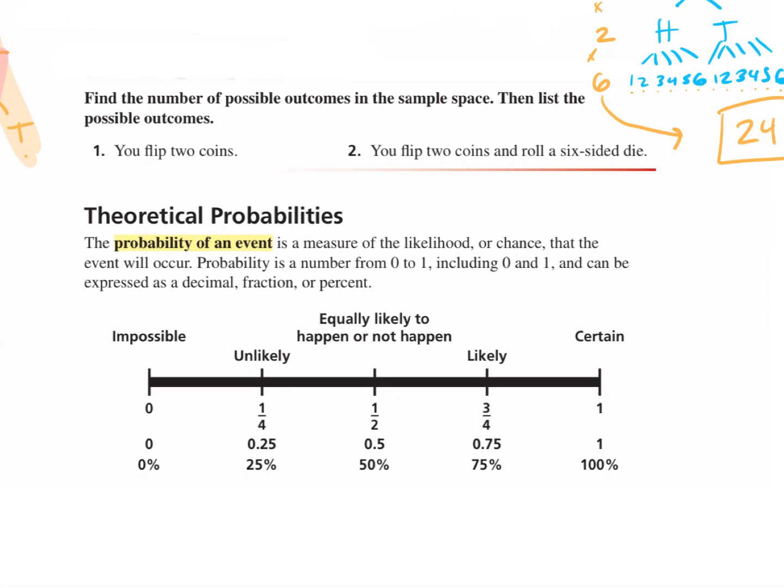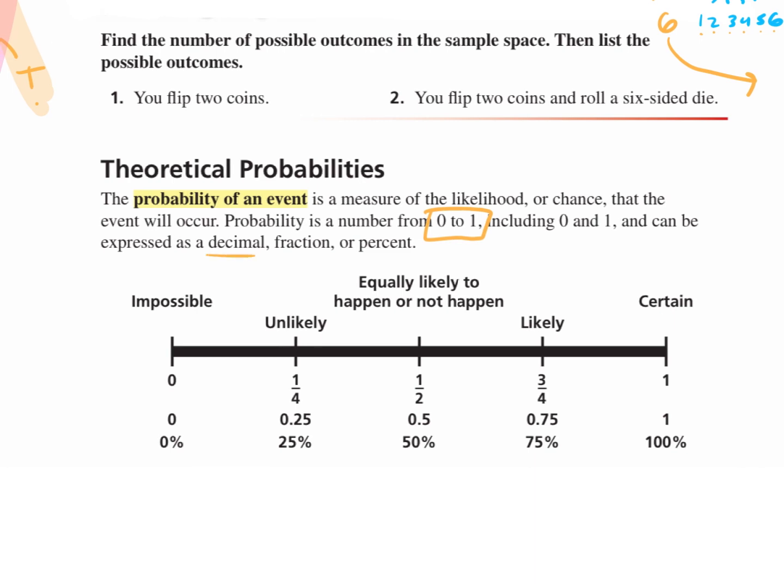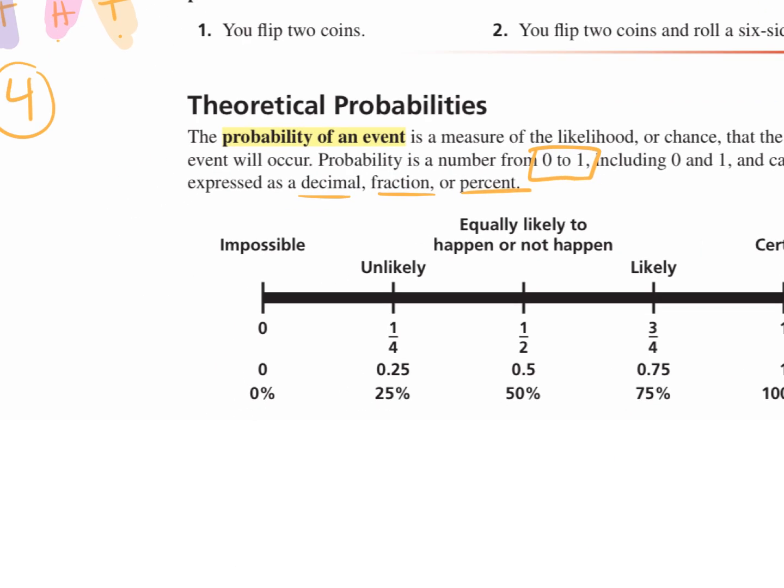So we have theoretical probabilities, which is the probability of an event is a measure of the likelihood or chance that the event will occur. Probability is a number from 0 to 1. Does it include negatives? No, we're only looking at 0 to 1, so probability cannot be a negative number. But it could include 0, and it can include 1, and it can be expressed as a decimal, fraction, or percent.